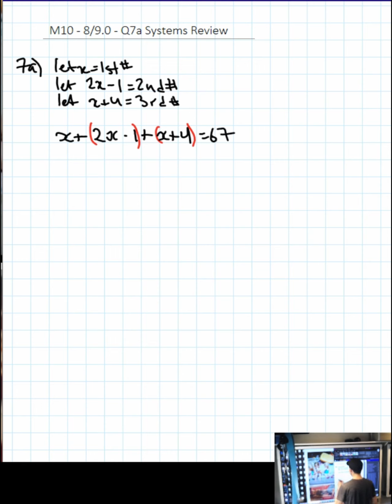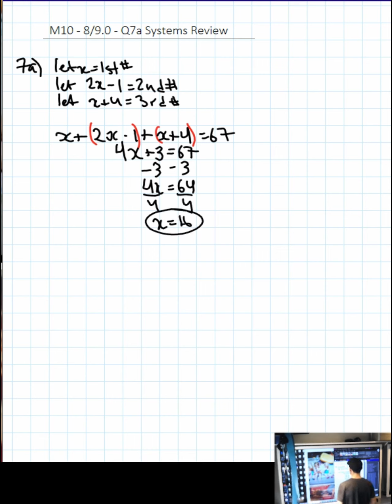So clean it up. On the left-hand side, we're going to have x plus 2x plus x is 4x. Then we have -1 plus 4. -1 plus 4 is +3 equals 67. We can minus 3 from both sides. 4x equals 64. Divide both sides by 4. x equals 16. Circle your answer.